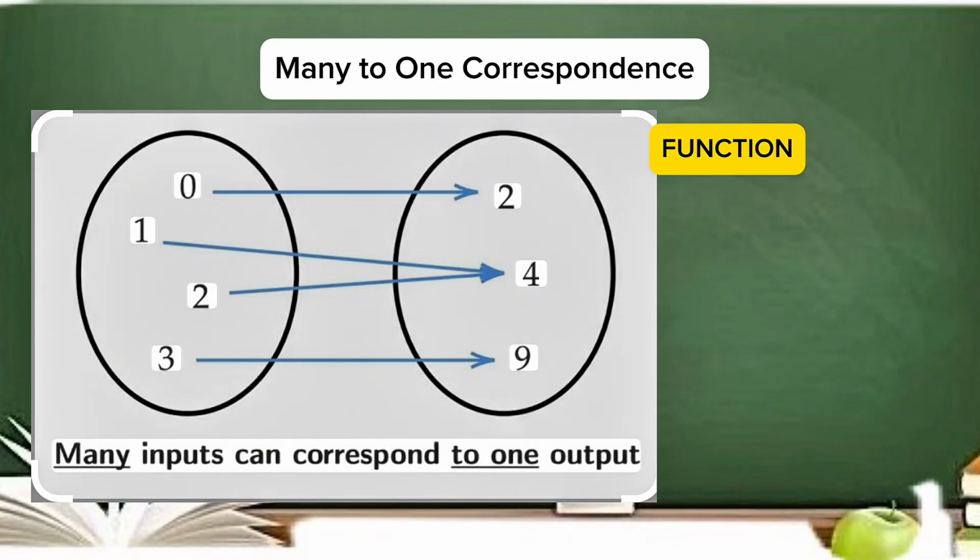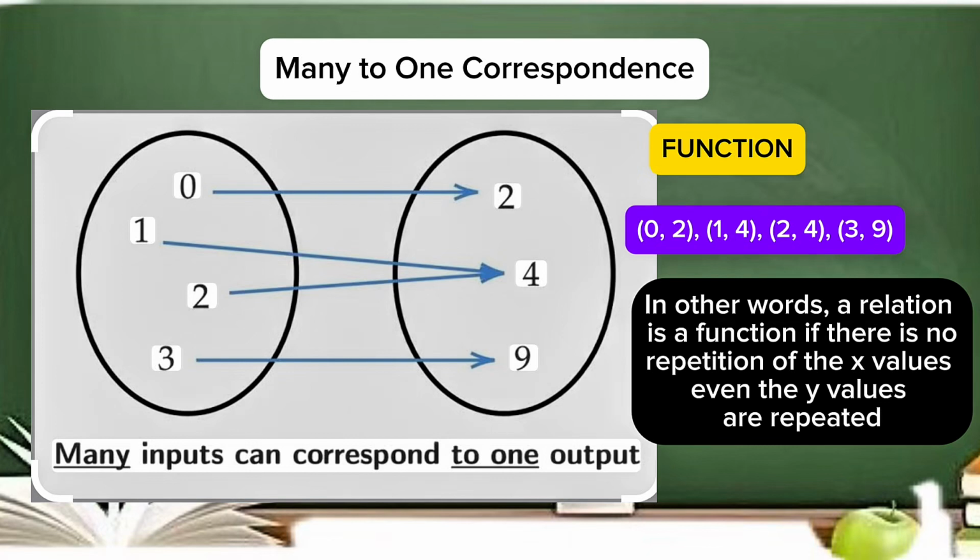If we write this function in a set of ordered pairs, the set is (0, 2), (1, 4), (2, 4), and (3, 9). In other words, a relation is a function if there is no repetition of the x values, even if the y values are repeated.